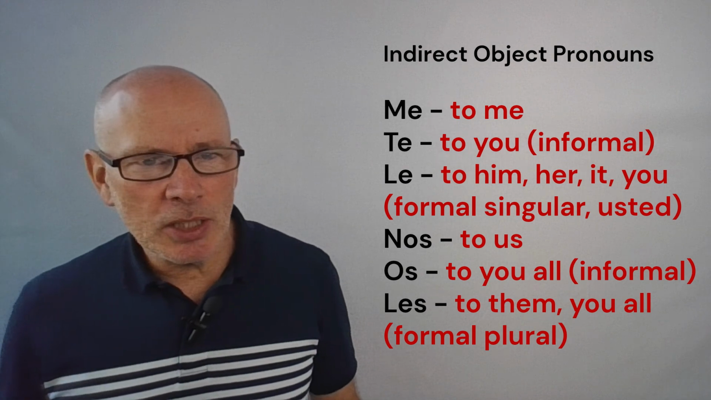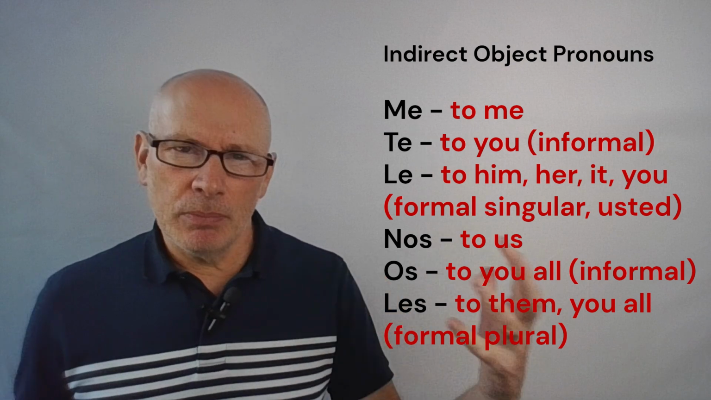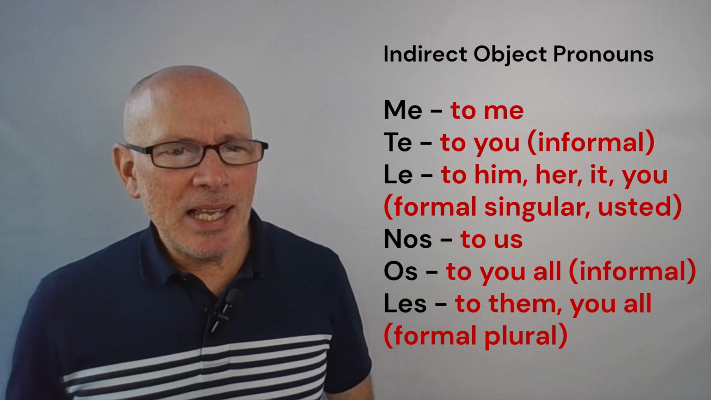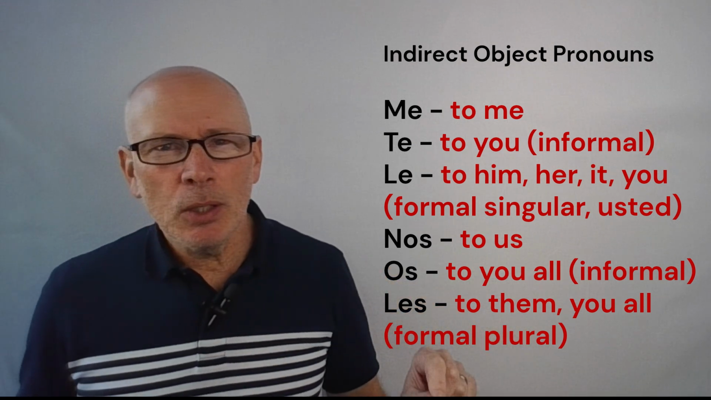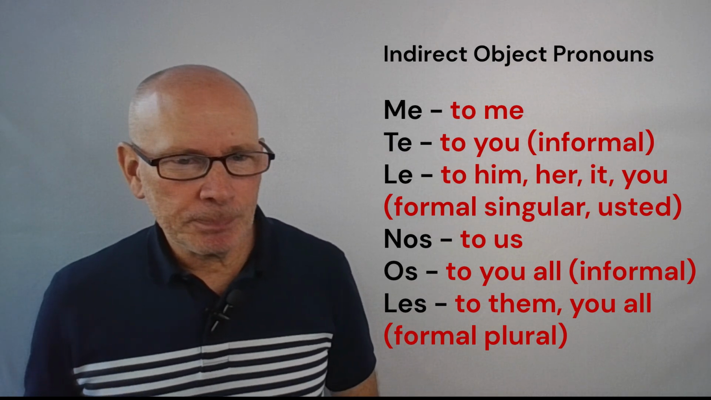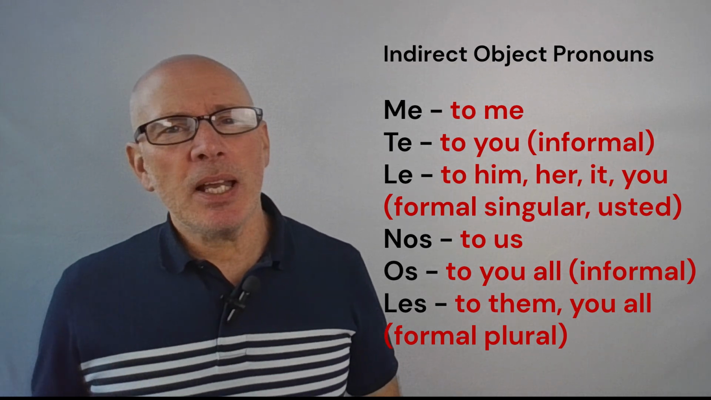Nos means to us. Os means to you all when using the informal vosotros. And les means to them or to you all when we're using ustedes in the formal plural sense. Let's just have a look by example.